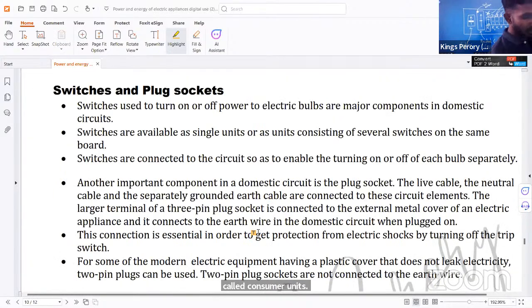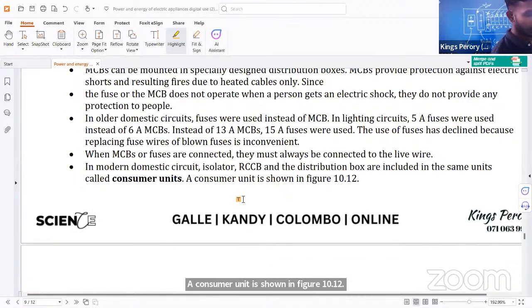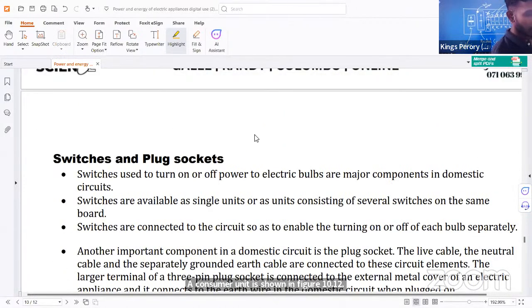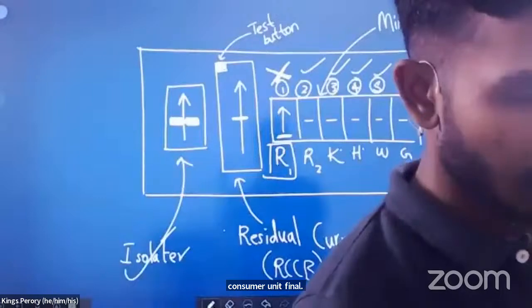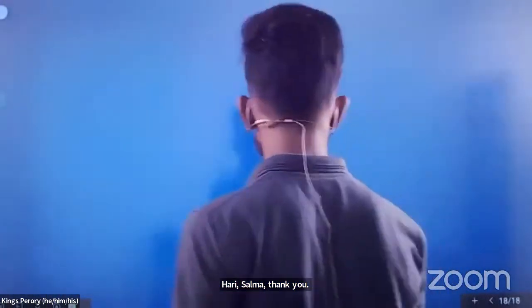So that full box is called my consumer box. Consumer unit. Final box. Thank you, Salma. We'll finish off the last part also. Switches and plugs.